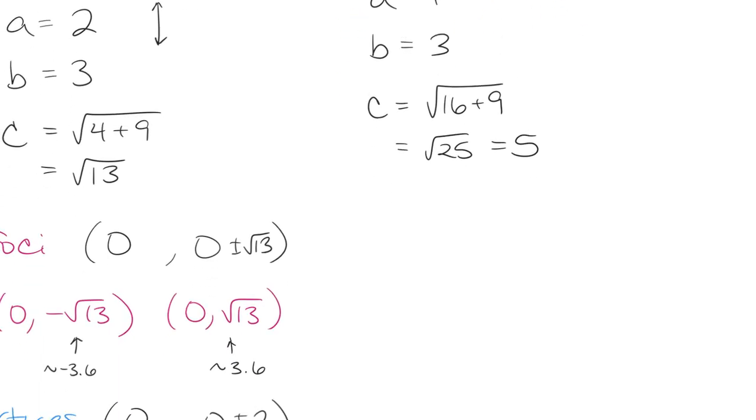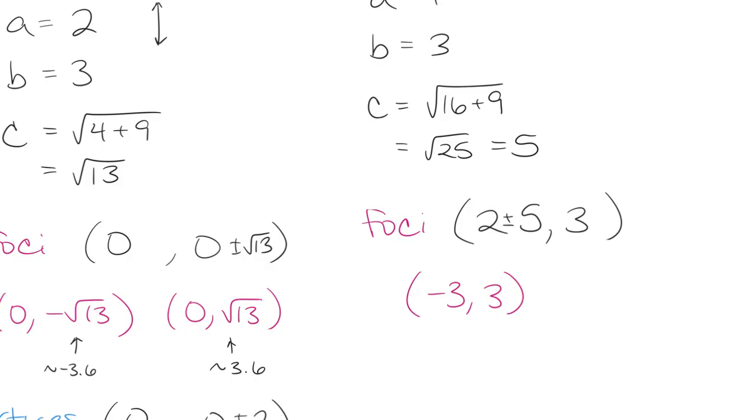So if we go to do the foci, the foci are found by taking the center, which is 2, 3, and we are going to add and subtract the focus number 5 to the x value because it's a horizontal transverse axis. That means that my foci are at 2 minus 5, which is negative 3, comma 3. And at 2 plus 5, 7, comma 3.